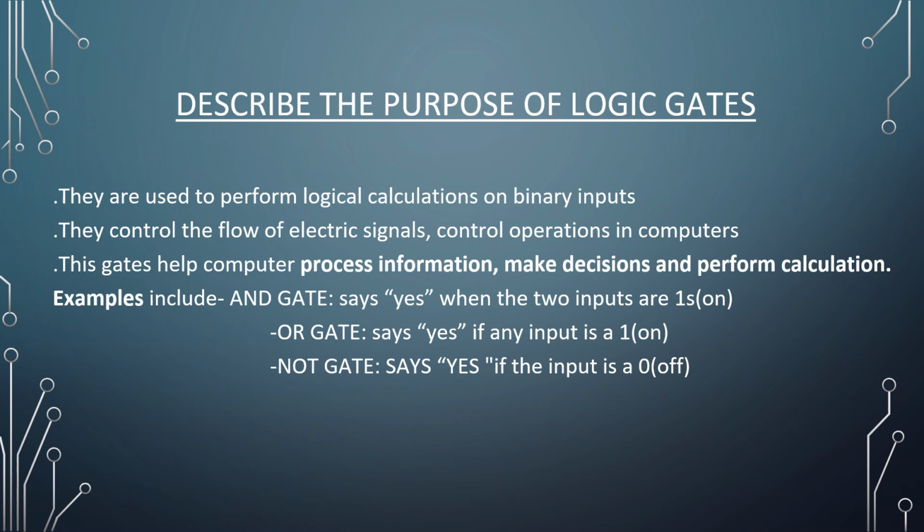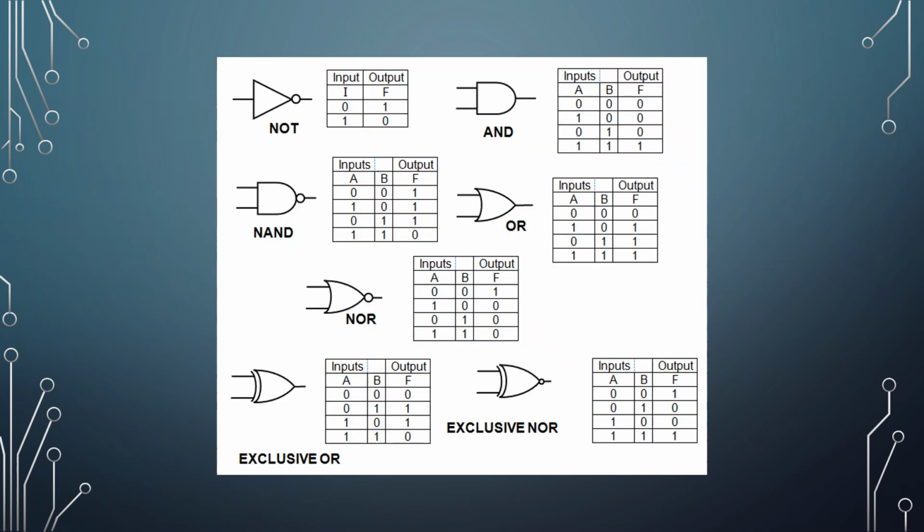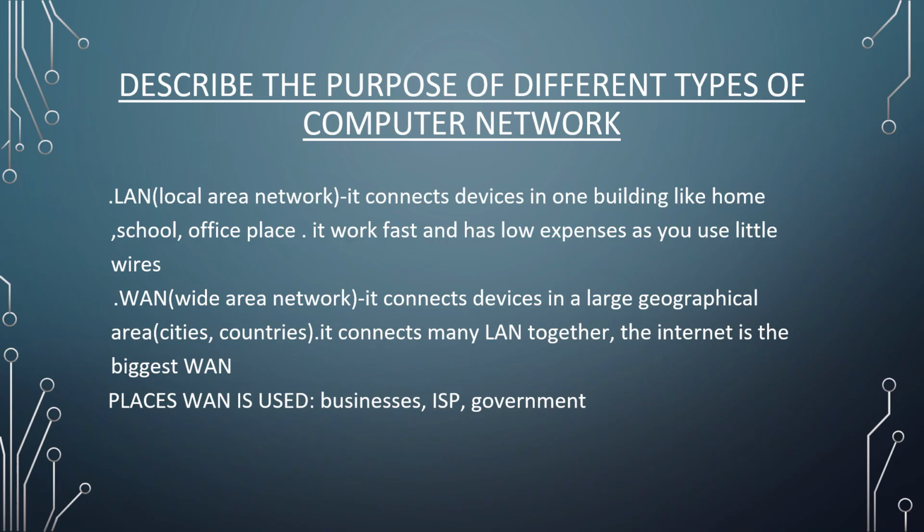On this slide, we are going to see the diagram representing all the logic gates, which are the NOT gate, AND gate, NAND gate, OR gate, NOR gate, exclusive OR, and exclusive NOR, showing their inputs and outputs. Here we'll be describing the purposes of different types of computer networks.